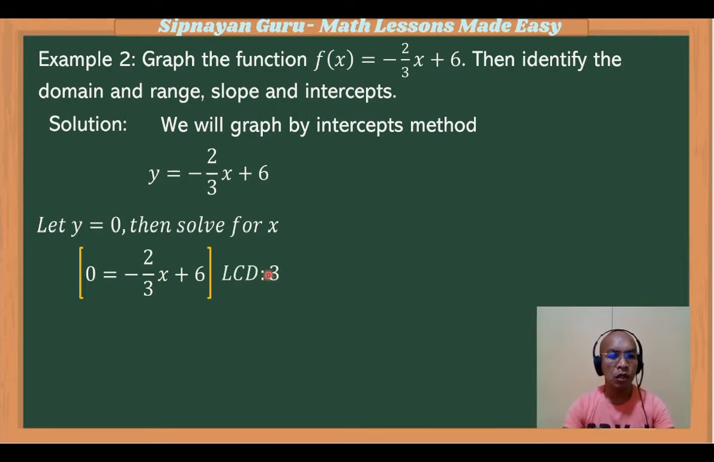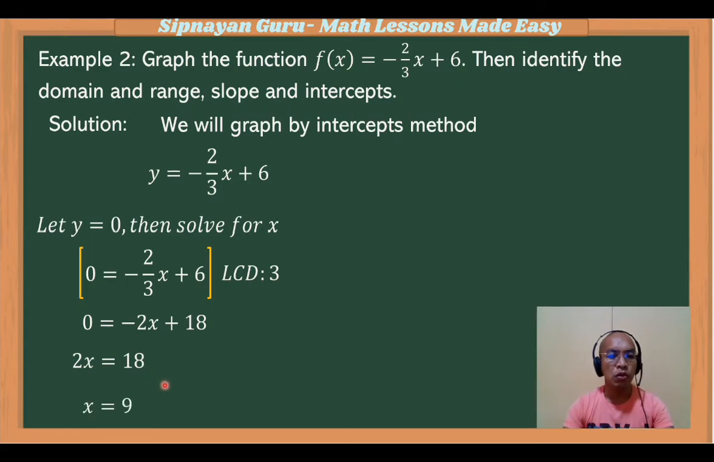is 3. So 3 times 0 is 0. Then negative 2 over 3x, so cancel out 3. So that should be negative 2x. Then 3 times 6 is 18. Transpose negative 2x to the left by the addition property of equality. So this could be positive 2x equals 18.